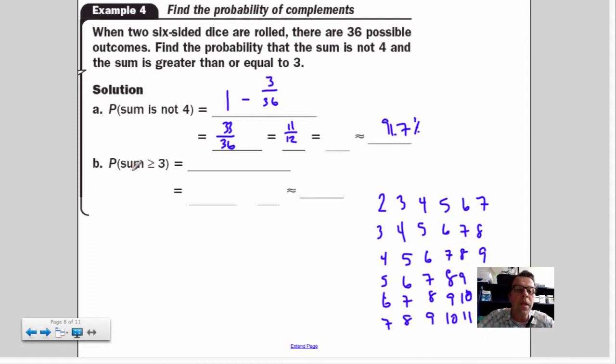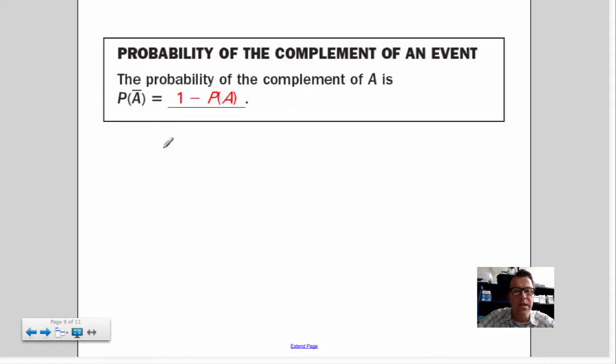And so here the sum greater than or equal to 3. And basically here, the only one that's left is a 1. So instead of counting up everything else, most of you would just say, oh, that's simple, that's 35 over 36. But realize in your head you're saying, hey, the total is 1, and I'm subtracting the 1 that's not part of being greater than or equal to 3. So that comes to the next slide, which is this rule.